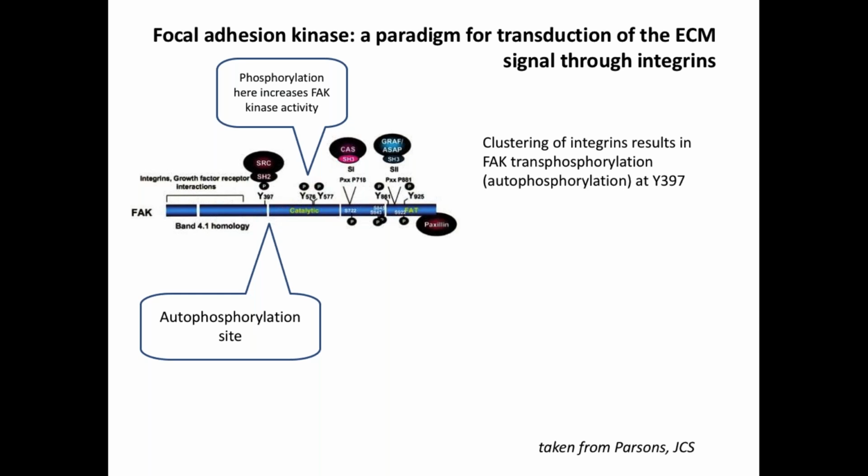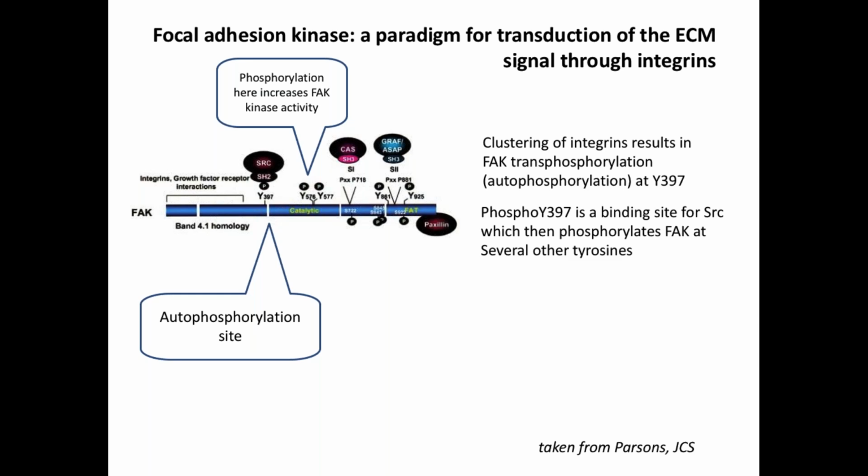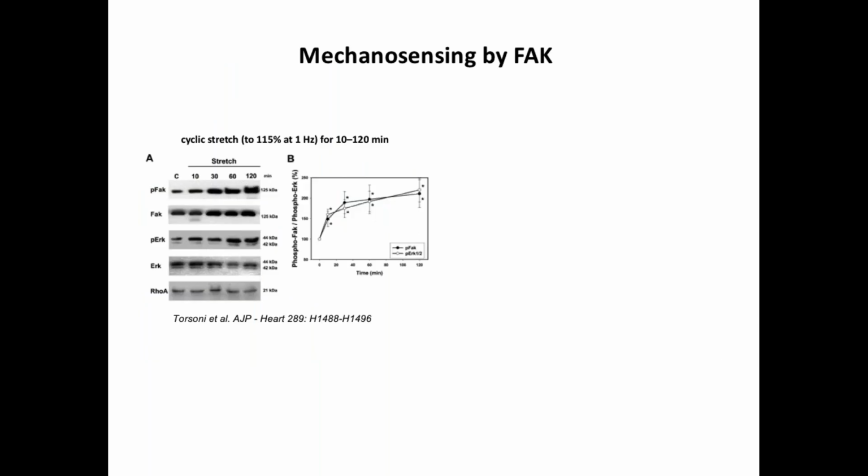Then Src itself is a tyrosine kinase, and now it's in proximity to all of these other tyrosines on FAK, and it starts to phosphorylate these other tyrosines. This tyrosine enhances the kinase activity of FAK itself. These other tyrosines then become phosphotyrosines that recruit SH2 domains of other proteins, and now you can see how you build the complexity of the focal adhesion through these non-covalent chemical interactions. Okay, that's what I said there.